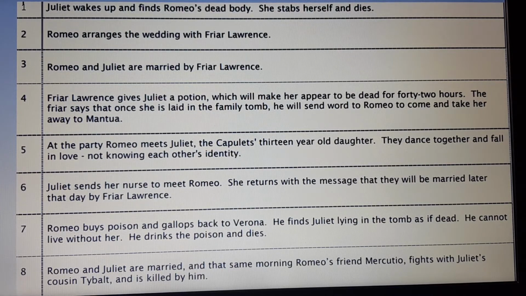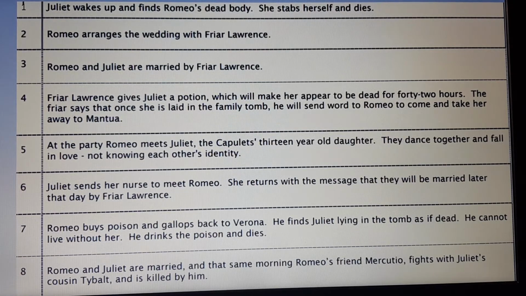Number five, at the party, Romeo meets Juliet, the Capulet's 13-year-old daughter. They dance together and fall in love, not knowing each other's identity. Number six, Juliet sends her nurse to meet Romeo. She returns with the message that they will be married later that day by Friar Lawrence. Number seven, Romeo buys poison and gallops back to Verona. He finds Juliet lying in the tomb as if dead. He cannot live without her. He drinks the poison and dies.